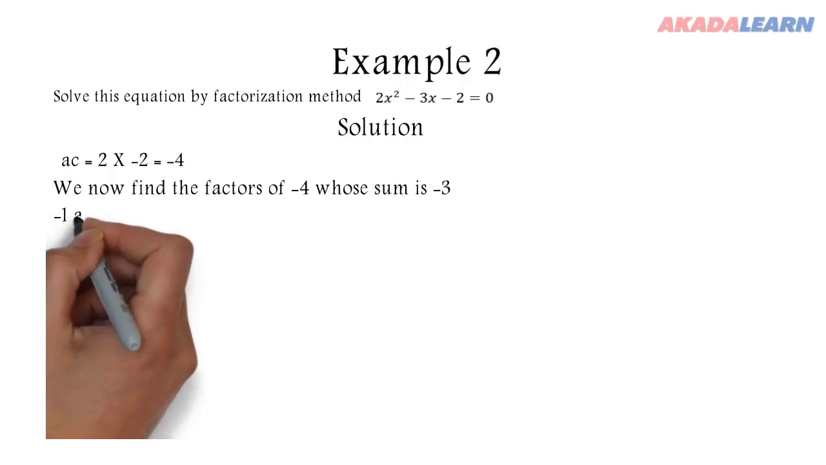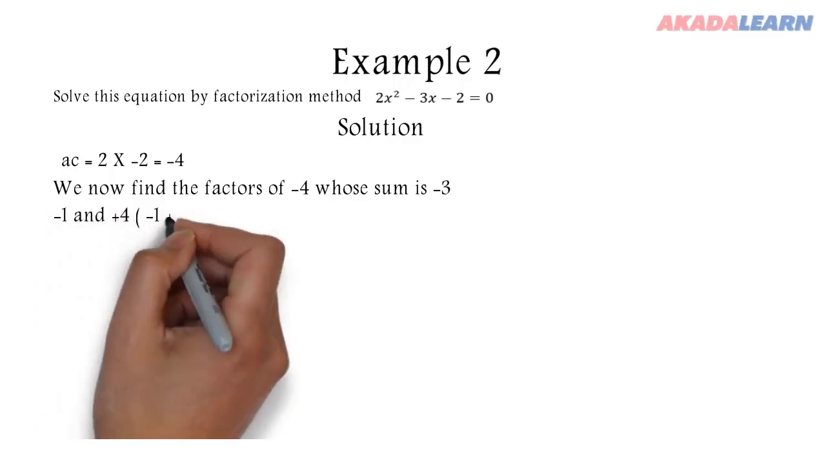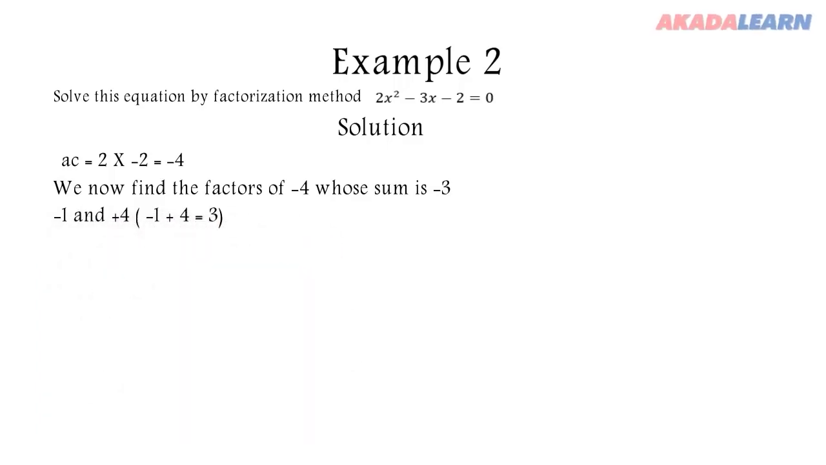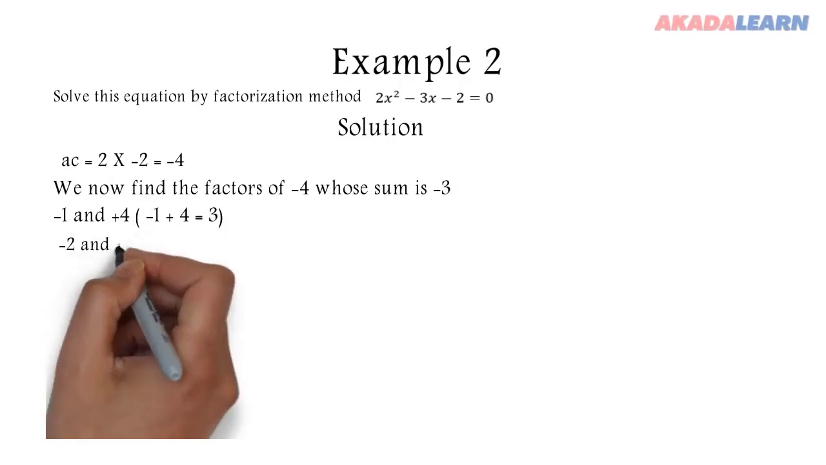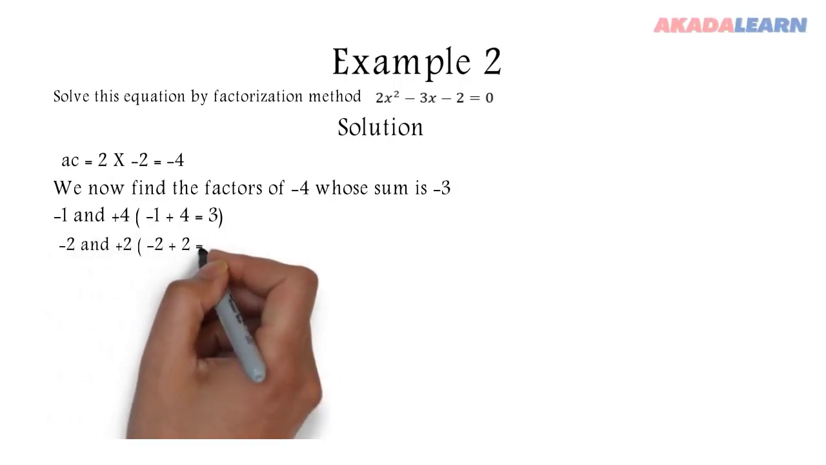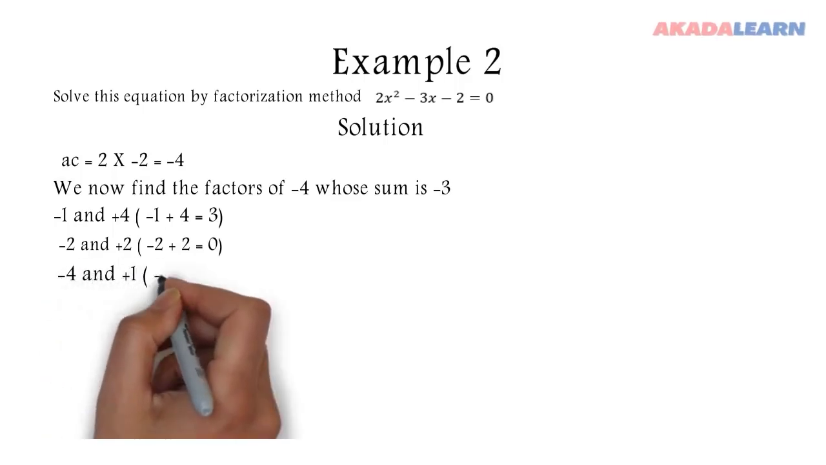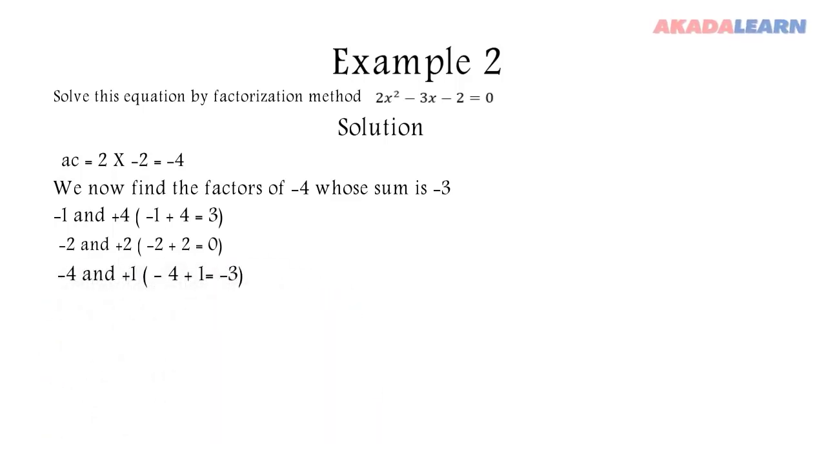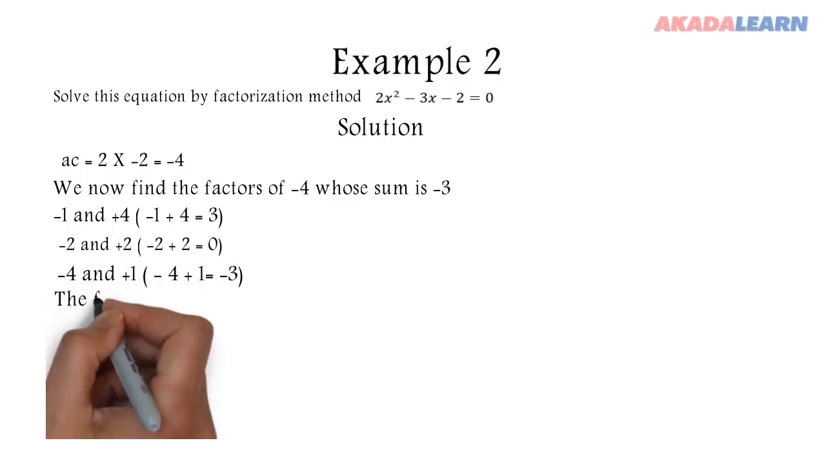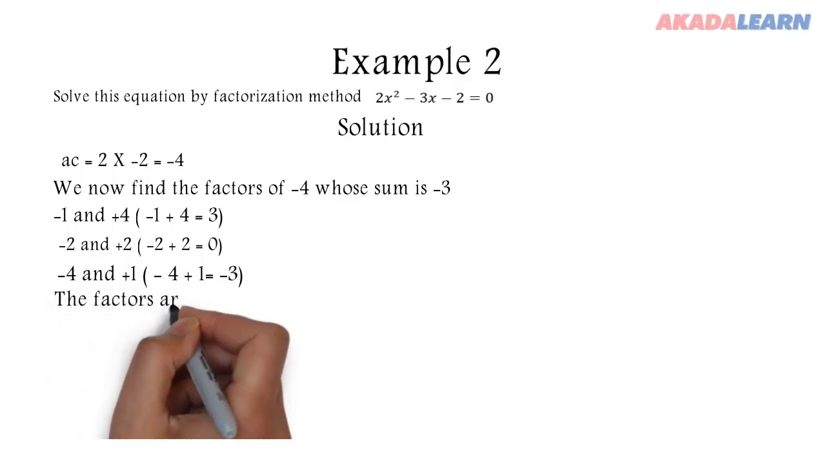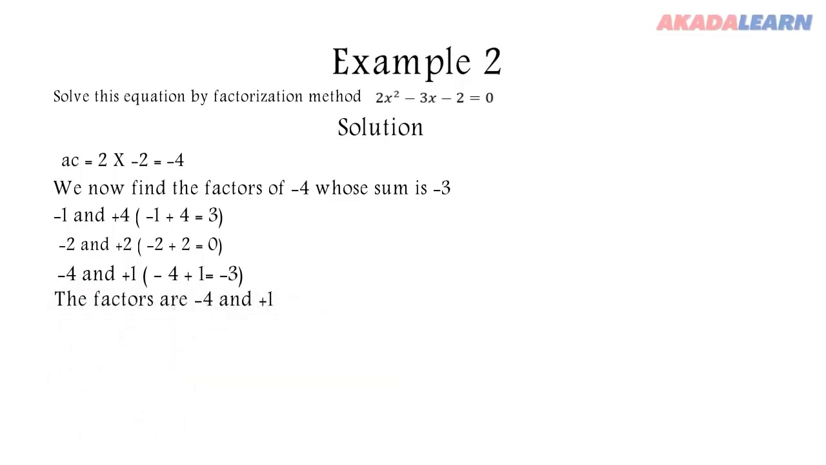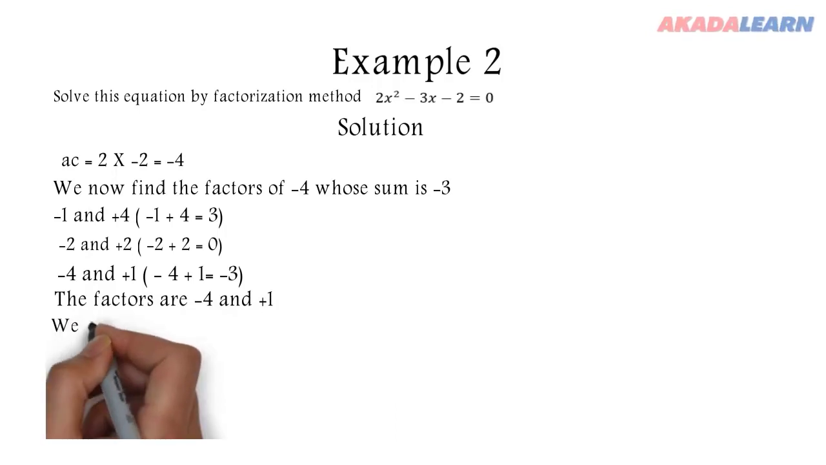Okay, so let's try minus 1 and plus 4. Minus 1 plus 4 is 3, not minus 3. Okay, let's try minus 2 and plus 2. Minus 2 plus 2 is 0, not minus 3. So let's try now minus 4 and 1. Minus 4 plus 1 is minus 3. Okay, so it means that we are going to replace minus 3x with minus 4x and x.